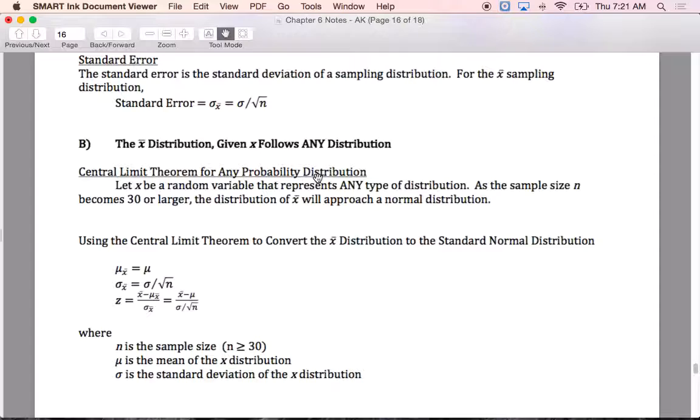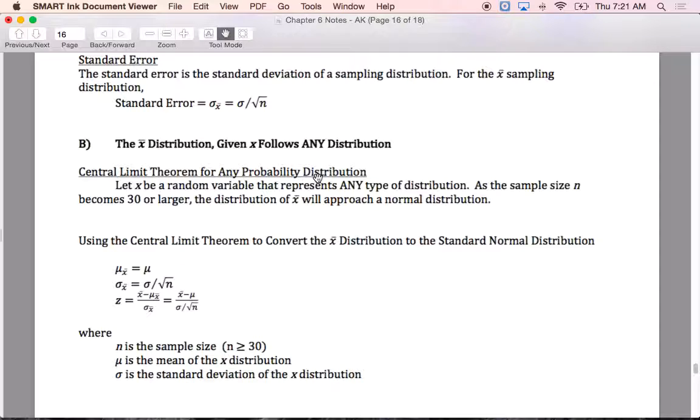Okay, standard error. You might see the term standard error sometimes in WebAssign or in the directions or anything like that. Standard error is just the new sigma. So that's going to be your old sigma divided by your square root of n.